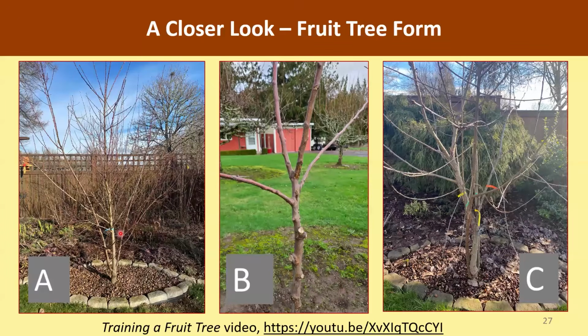So if I were lowering this tree and opening up the center to change it into more of an open center form, I would cut this somewhere around here to a strong side shoot, probably somewhere just above this blue tag. And I would do the same thing with these two side branches, making cuts to a side branch, maybe somewhere around here.